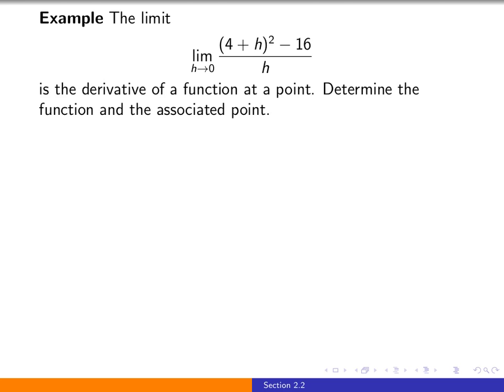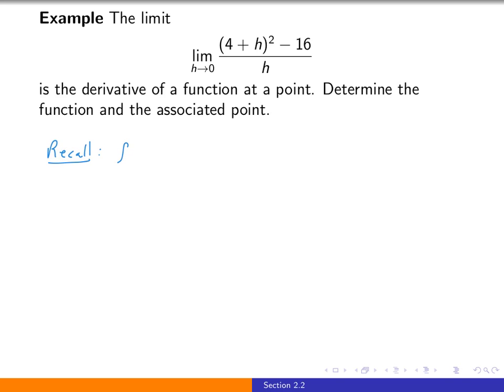So the first question asks, the limit given here is going to represent the derivative of a function at a point. And the question that we want to answer is simply, what function and what point? That is, we don't actually want to evaluate this limit, we just want to know this limit represents what derivative in a sense. So let's start off with a reminder.